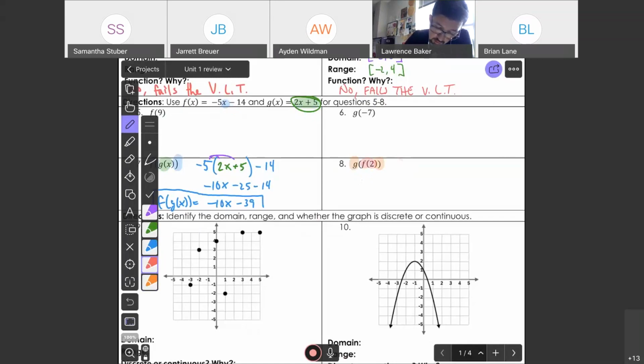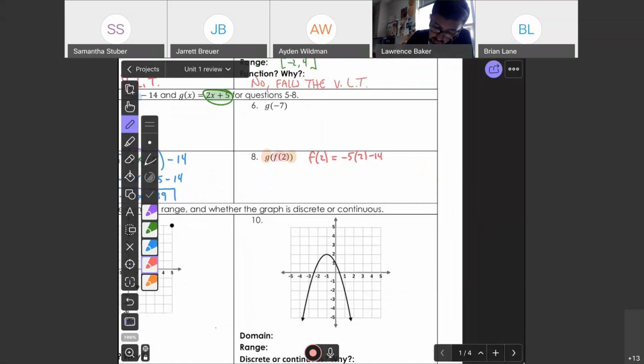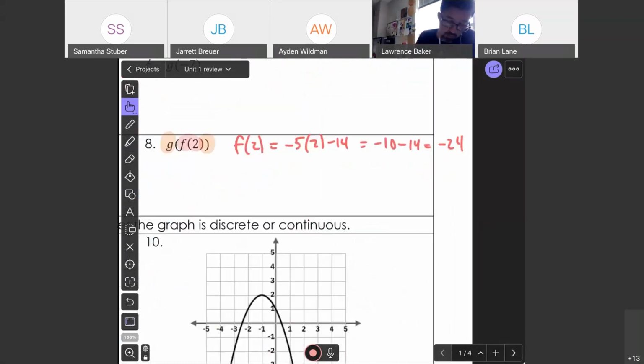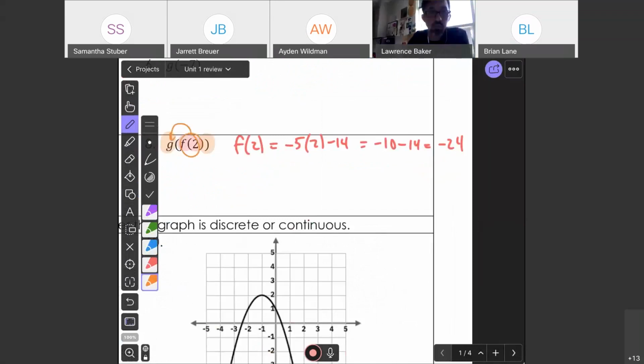So f of 2 would be -5 times 2 minus 14, which of course is -10 minus 14, which is -24. What do we do with that answer? Take whatever we got here and we plug it into g. Okay, so I'm taking that -24, I'm going to drop it into g.